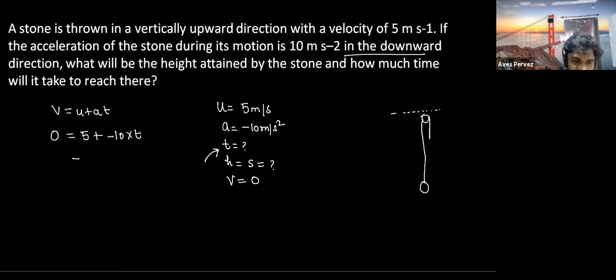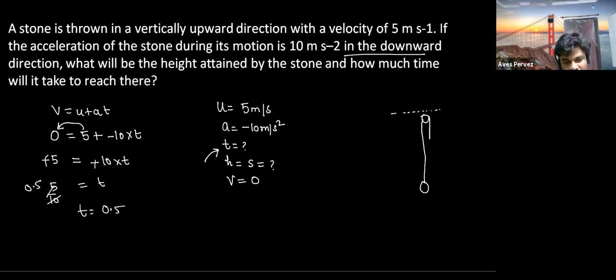Okay, this will go to that side and become minus 5. And this will be minus 10 into t. So this minus will get cancelled out, and you will write 5 upon 10 is equal to t, so it will be 0.5 seconds. The time is half a second.